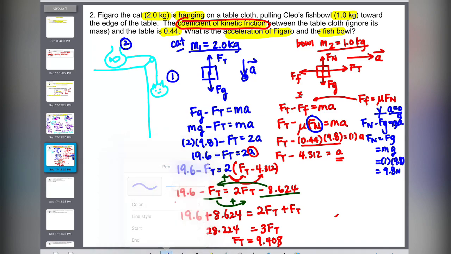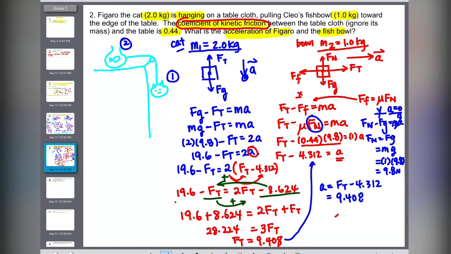Okay, now that we found Ft, we can now solve for a. So put Ft back into one of the equations. This looks easy enough. I'm going to plug it back into that equation to solve for what a is. So a is going to be Ft minus 4.312, and Ft was 9.4 minus 4.312. The answer worked out to be 5.1 meters per second squared. So they want you to know the acceleration of the car and the ball. Both are going in different directions, so I don't have to write a direction.